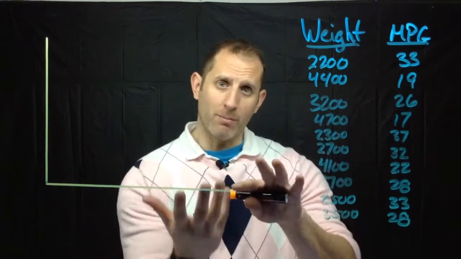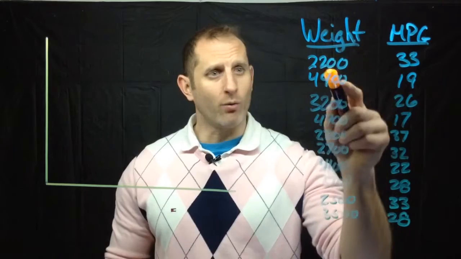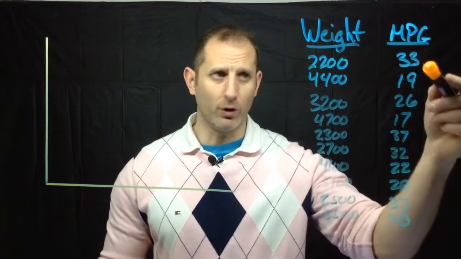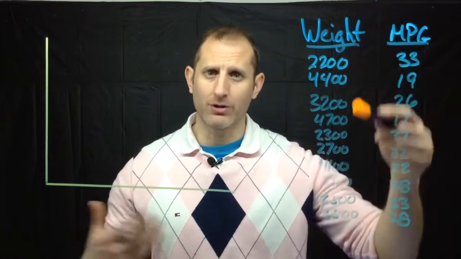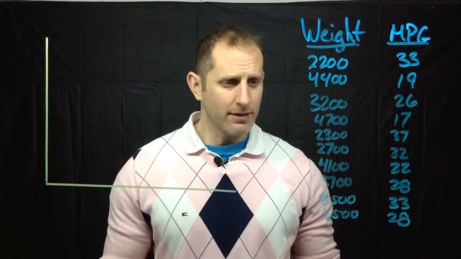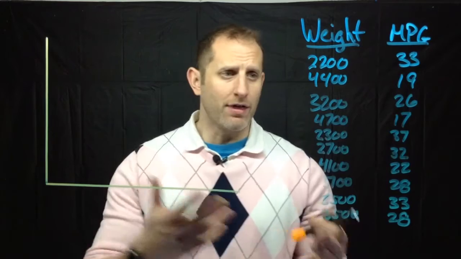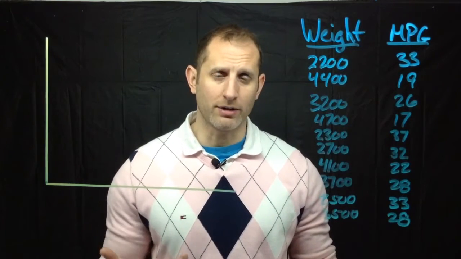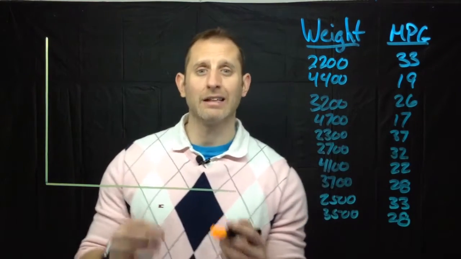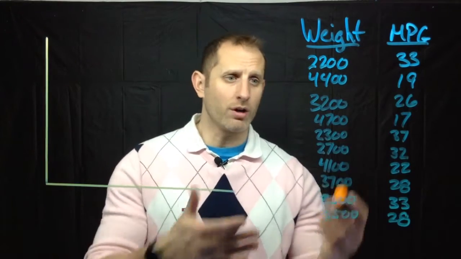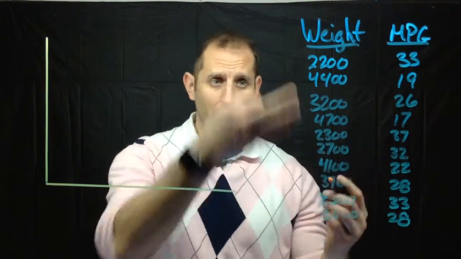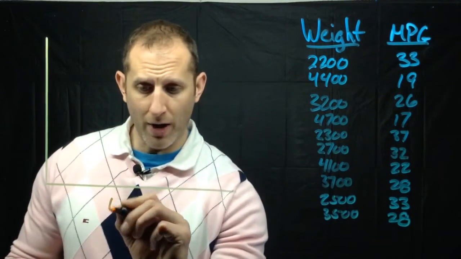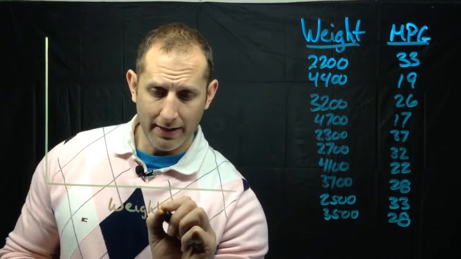However, if we look at it from the flip side, will weight influence the amount of miles that it gets per gallon? In this case, we might assume that the heavier the car is, the fewer miles per gallon it's going to get. So that tells us exactly where we're going to place our two variables. On the bottom, X influencing Y, is going to be weight. So we are going to put weight down here.